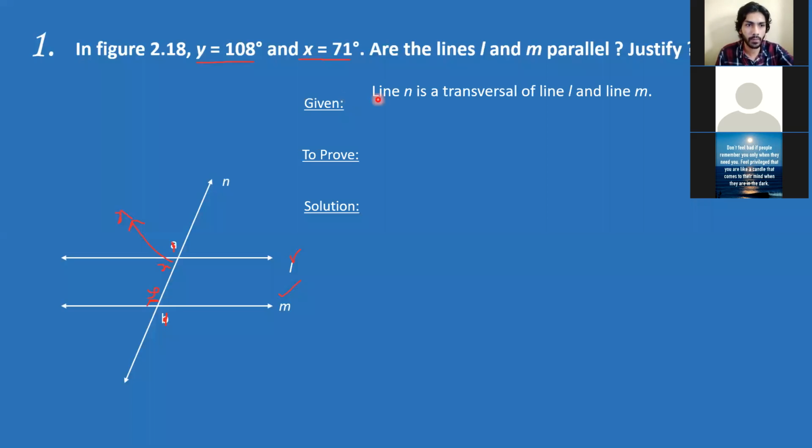In given, I'm going to write line N is a transversal of line L and line M. Obviously, as you can see in the figure over here, line N is the transversal of lines L and M. Angle X is equal to 71 degrees, angle Y is equal to 107. Sorry, this should be 108. So many mistakes today. This is what happens if you make PPTs in a hurry. So Y is equal to 108 degrees. What I have to prove, obviously it's given in the statement, is whether lines L and M are parallel or not.